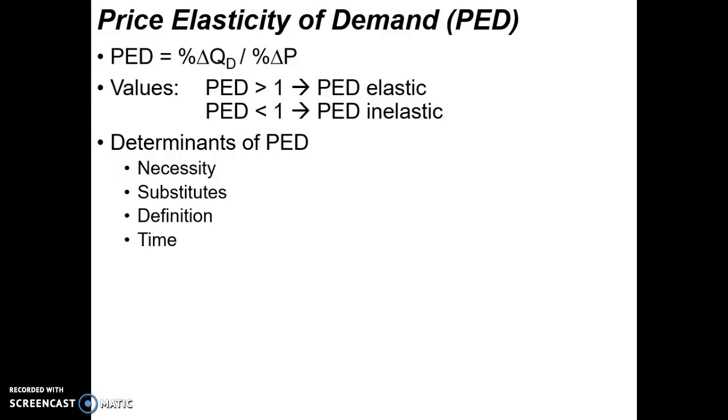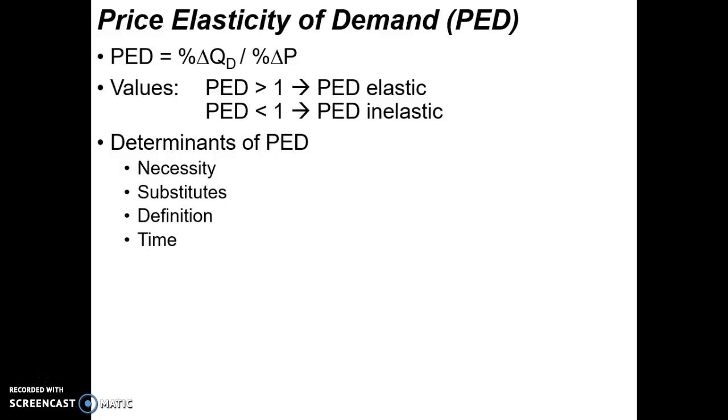And the formula for price elasticity of demand, like all formulas, will help. If you know the formula, you'll understand the concept. It's percent delta QD over percent delta P, the percent change in quantity demand over the percent change in price, or how much the percent change in quantity demand changes in response to a percent change in price. And so really, there's two values that you're looking for. Will it be greater than 1 or less than 1?